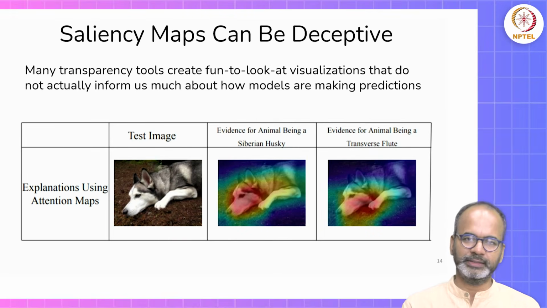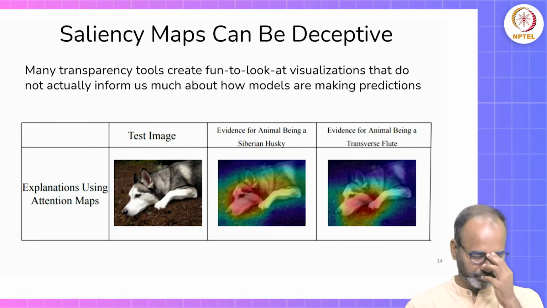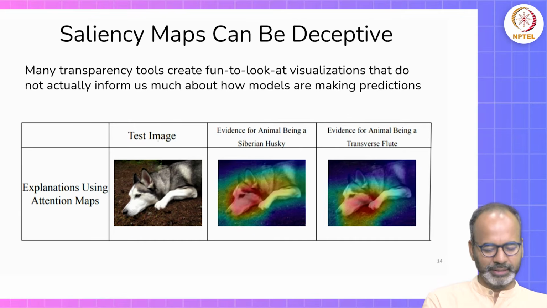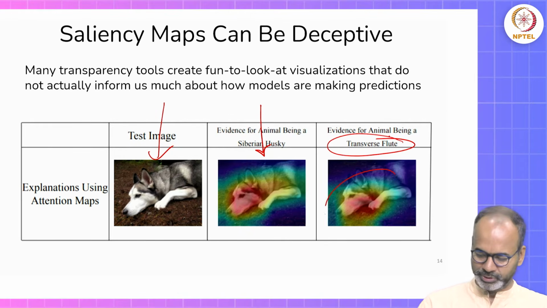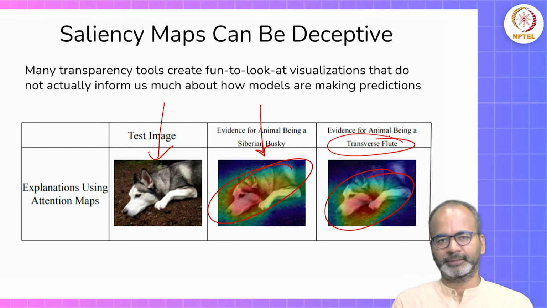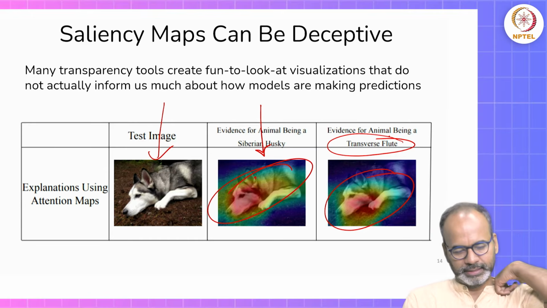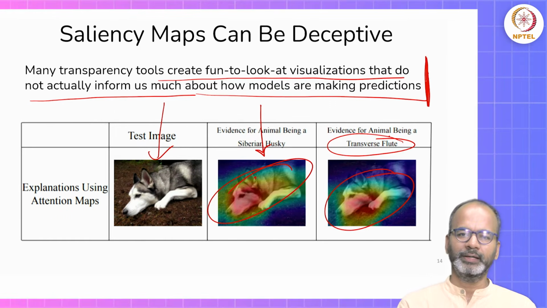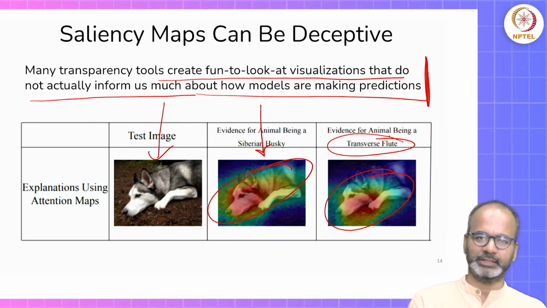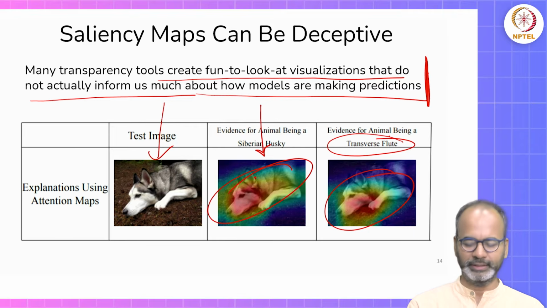But the problem with these methods is that they can be deceptive also. If you look at this, explanation using attention maps. This is a test image, but see, it is actually classified as evidence for an animal being a Siberian Husky. Why is it deciding it's a Siberian Husky? And interestingly, it also decides that it's actually a flute, but it is using all of this to make the decision. So the problem with these saliency maps is that they create fun-to-look-at visualizations that do not actually inform us much about how the models are making the predictions. So we need to understand why it actually decided it to be a flute as well.